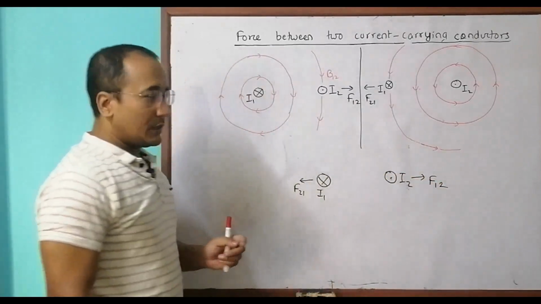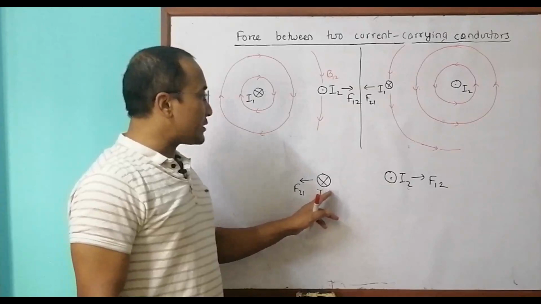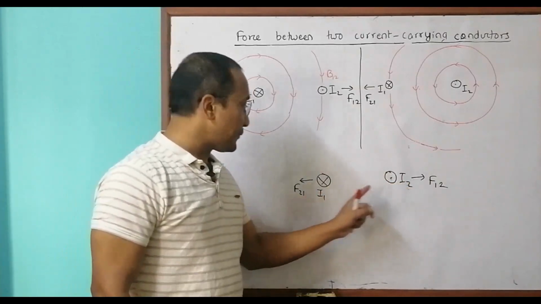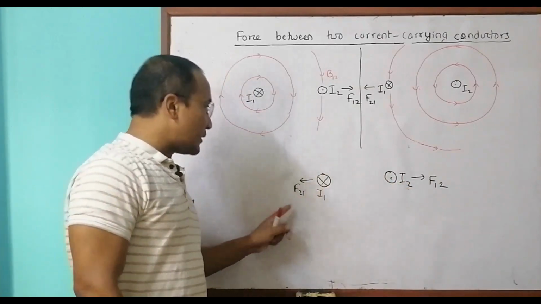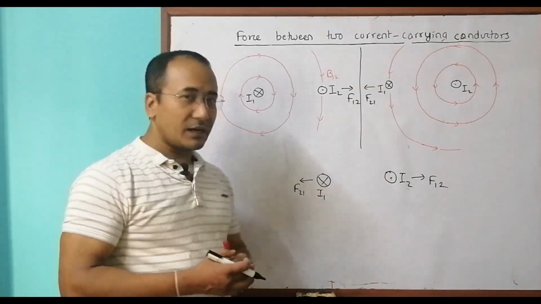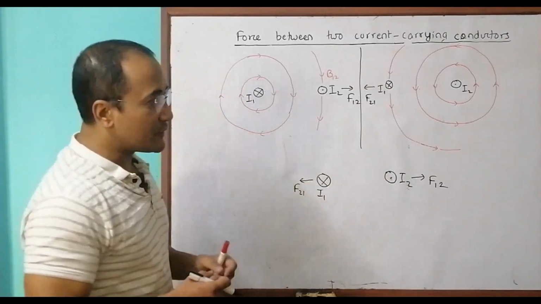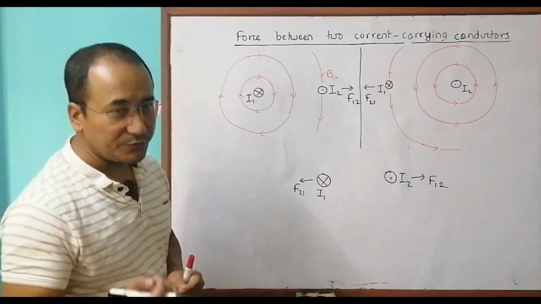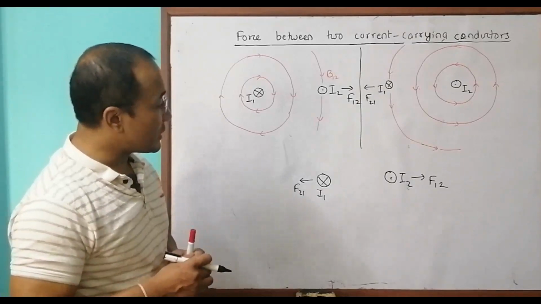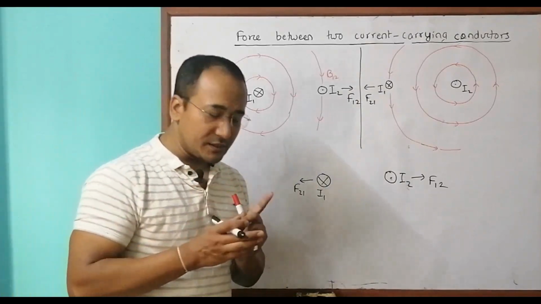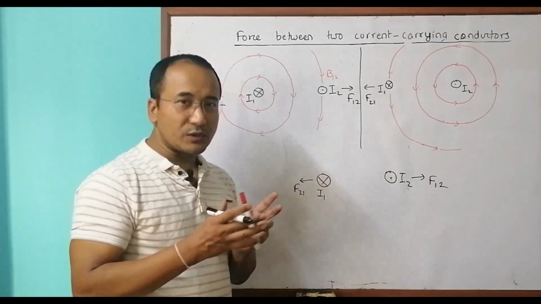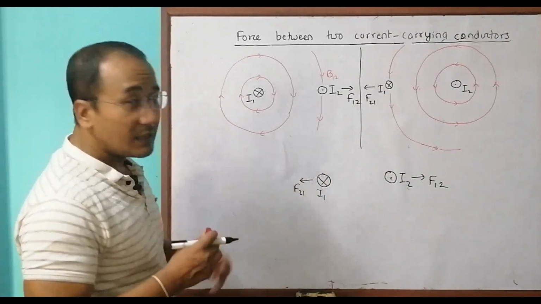So this will exert force this on this, this will exert force this on this, so that's why they are repelling each other. So this force is a repulsive force. So that means when currents are in reverse directions, they will exert repulsive force on each other, like this.